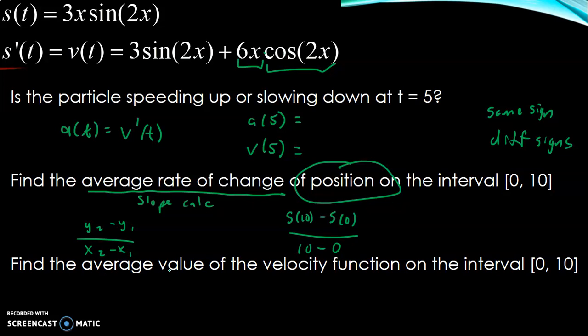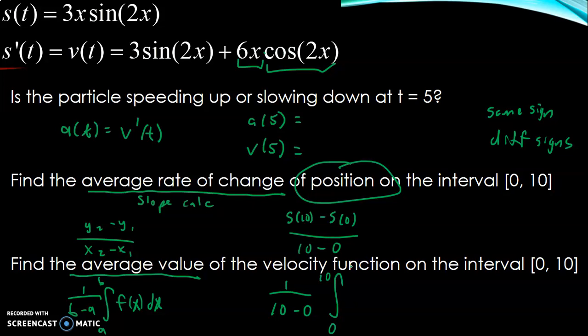Now, for average value of a function, we use a different formula. So for the average value of the velocity function, the formula for average value is 1 over b minus a times the integral from a to b of whatever your function is. In this case, we're going to be finding the average value of velocity for the first 10 seconds. So 1 over 10 minus 0 times the integral from 0 to 10. We want the average of velocity, so that's the function that I'm going to put in here. And then again, we're going to let our calculator do it all for us.